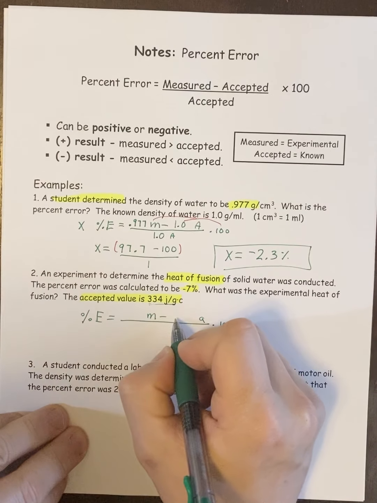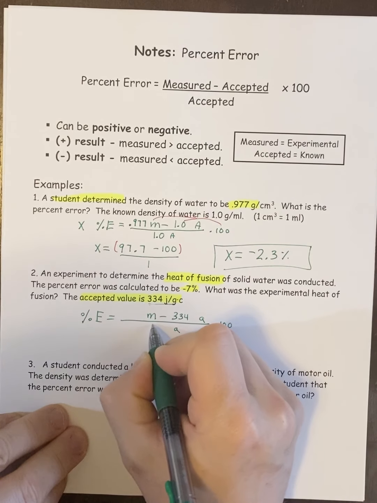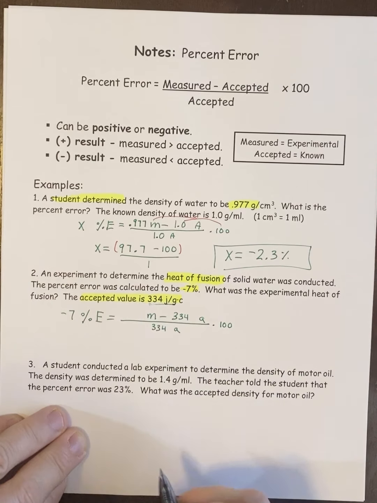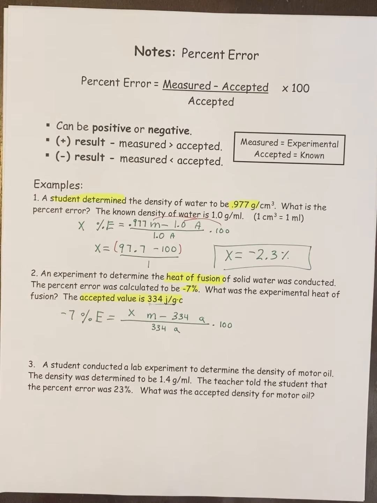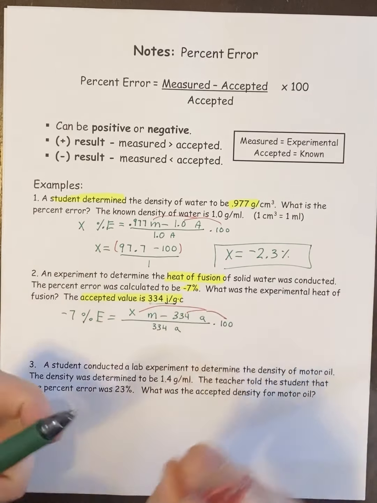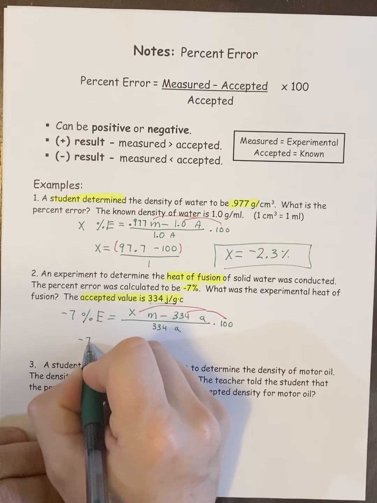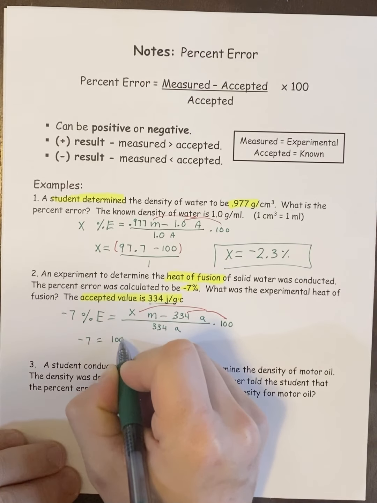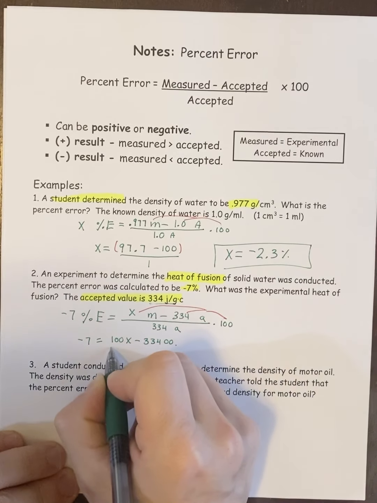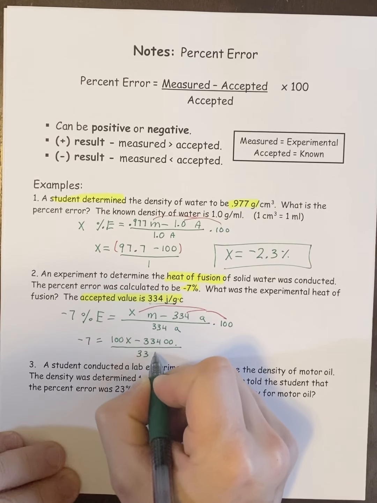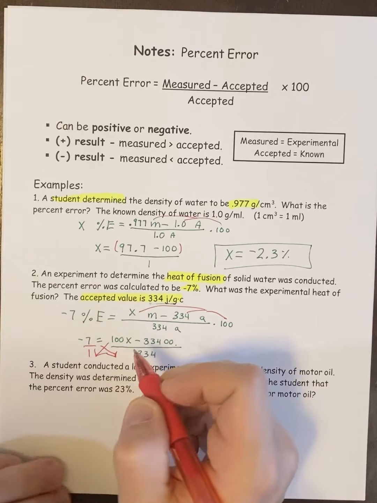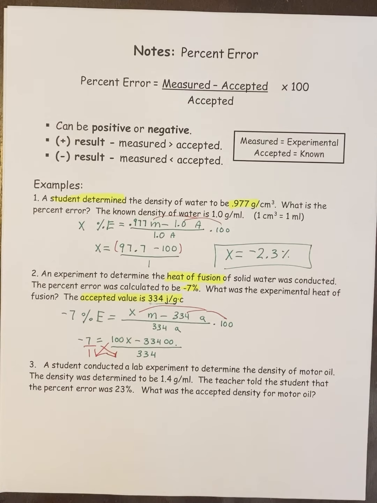So my accepted value is 334. My percent error is -7, and I want my measured. So I'm going to distribute my 100, and I'm going to get this. Then I'm going to make 2 fractions and cross multiply, and I'm going to get this.